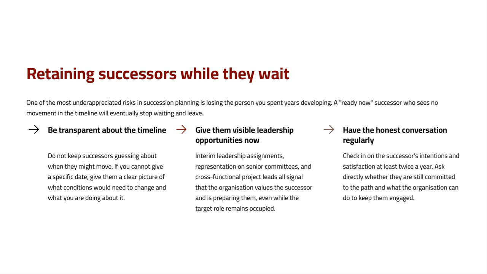Meanwhile, give them visible leadership opportunities. Assign interim leadership roles, include them on senior committees, or have them lead cross-functional projects. These opportunities demonstrate the organization values them and is preparing them, even if the top role is still filled. Finally, have honest conversations regularly. Check in at least twice a year to understand their intentions and satisfaction. Ask if they're still committed to the path and what the organization can do to keep them engaged. This ongoing dialogue helps retain successors while they wait.